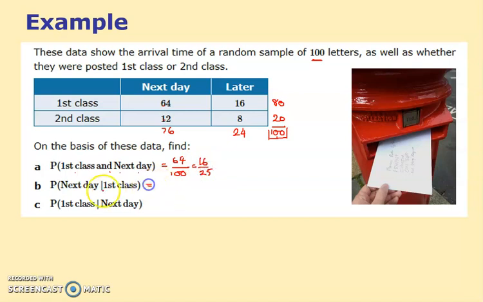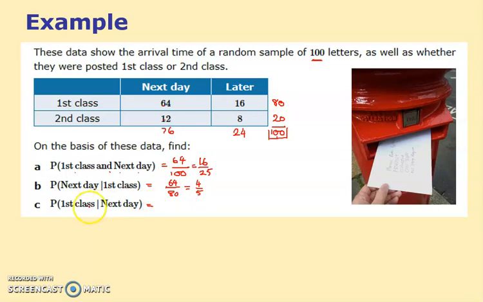What's the next one? Now this is where it does restrict. This is called a given probability. What's the probability that it arrives next day given that it was posted first class? Now first class, there's only 80 of them posted. So straight away I know it's out of 80. And of course I know 64 arrived next day. So 64 out of 80. What's that? Is that 4/5? 16 goes into both of those.